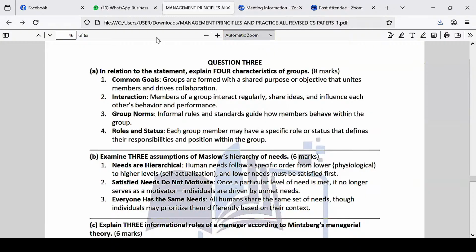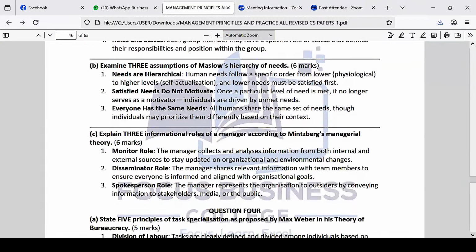The next question asks, examine 3 assumptions of Maslow's hierarchy of needs. This one we did. We call them theories of management or theories of motivation. You can call them theories of management or theories of motivation. So you're told about 3 assumptions.